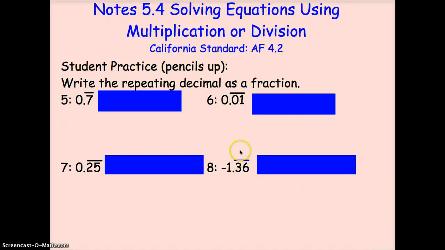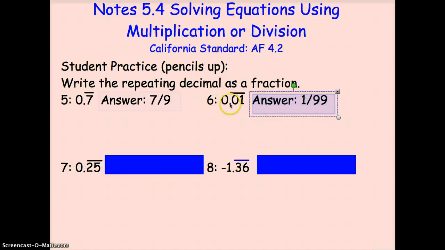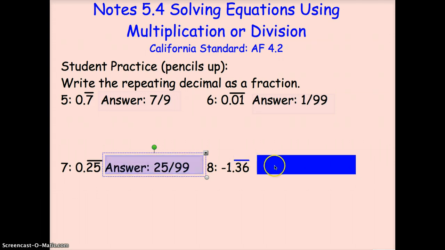Okay, welcome back. Problem number 5 has 1 digit repeating, 7/9. Problem number 6 has 2 digits repeating. Notice I don't need to write the 0 in front. It doesn't actually do anything, but it still counts as the digits repeating, so I still have to have those 2 9s. Problem number 7, 25/99.